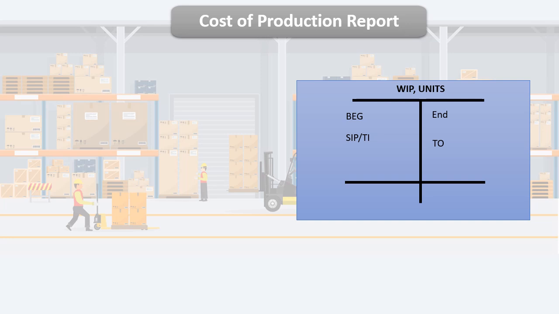So when we talk about the quantity to be accounted for, we are talking about the left side of the WIP in units T account. This is what we call the quantity to be accounted for, because as I mentioned earlier, these are the units that we need to explain in our report. So the quantity to be accounted for and the quantity accounted for must match. Basically, the quantity to be accounted for is the left side of our T account of WIP in units.